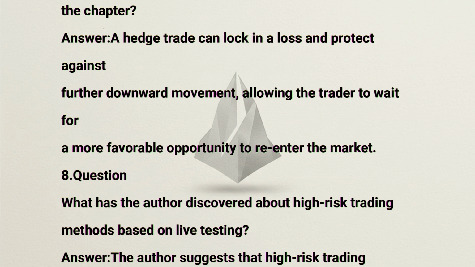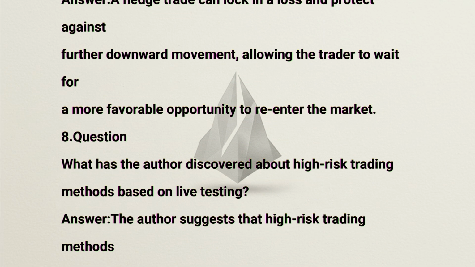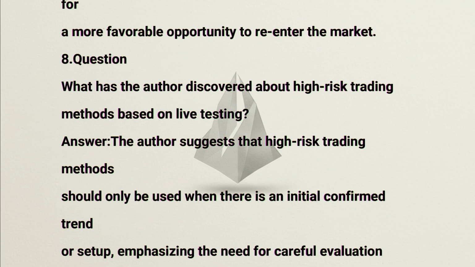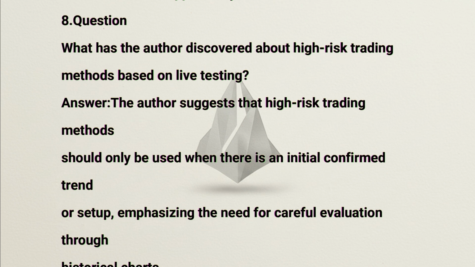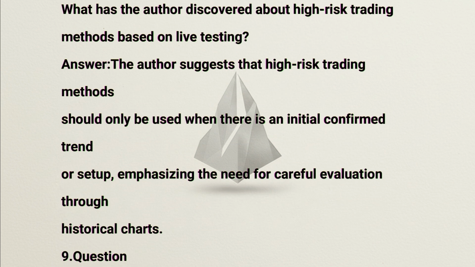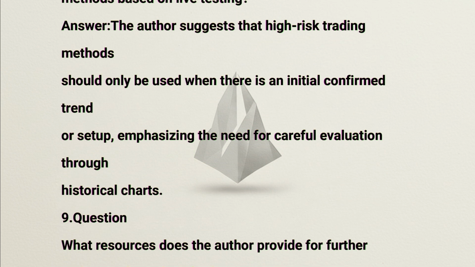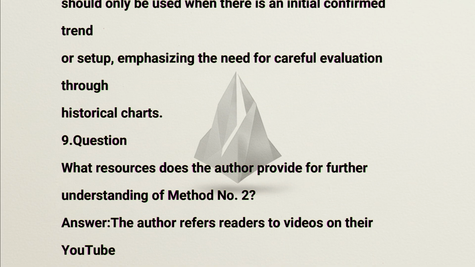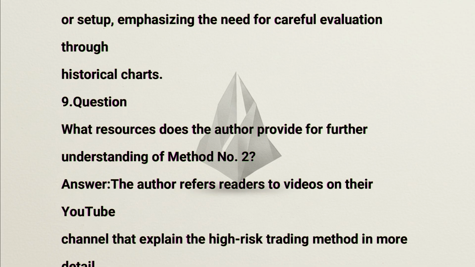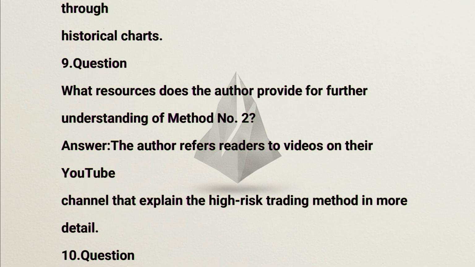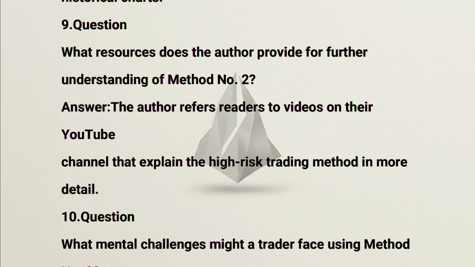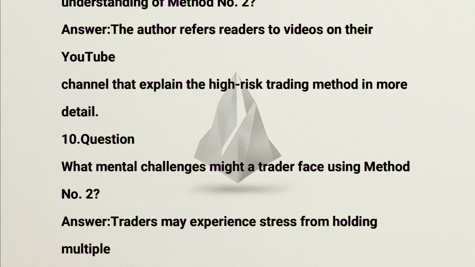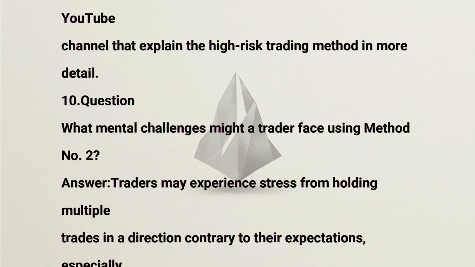8. Question. What has the author discovered about high-risk trading methods based on live testing? Answer. The author suggests that high-risk trading methods should only be used when there is an initial confirmed trend or setup, emphasizing the need for careful evaluation through historical charts. 9. Question. What resources does the author provide for further understanding of method number 2? Answer. The author refers readers to videos on their YouTube channel that explain the high-risk trading method in more detail.